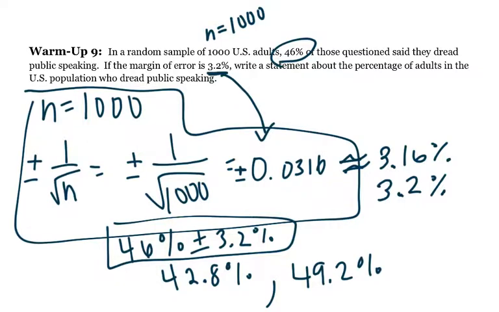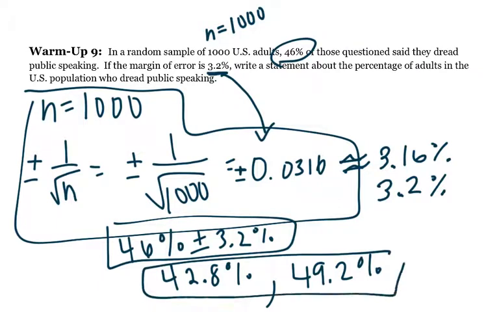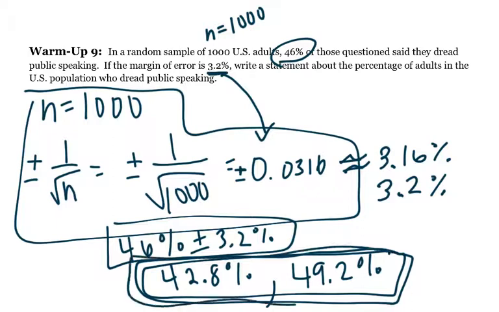So we're able to make an inference with very high probability of being accurate. 95% is really high, to say that the percentage of people who dread public speaking would lie between these two values. And so margin of error is really cool. Sometimes it's called a confidence interval that you can calculate, but right now we're just looking at it in terms of margin of error.